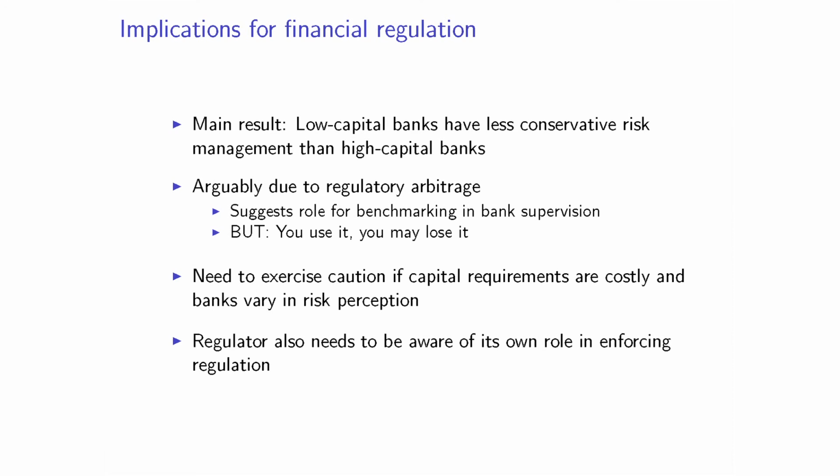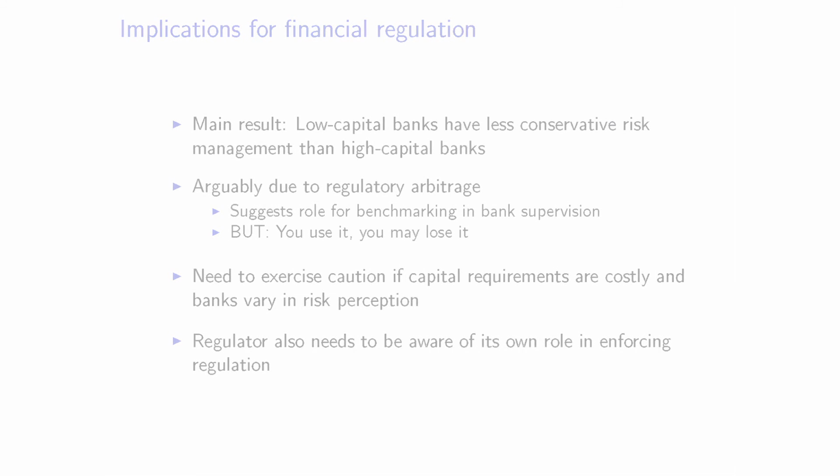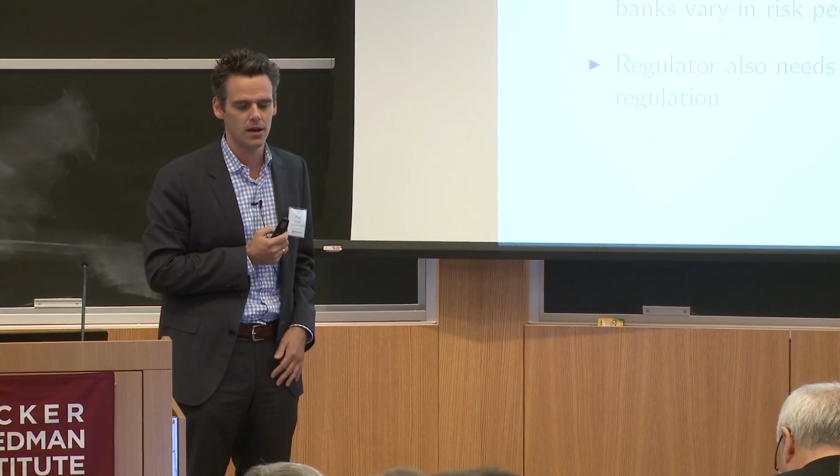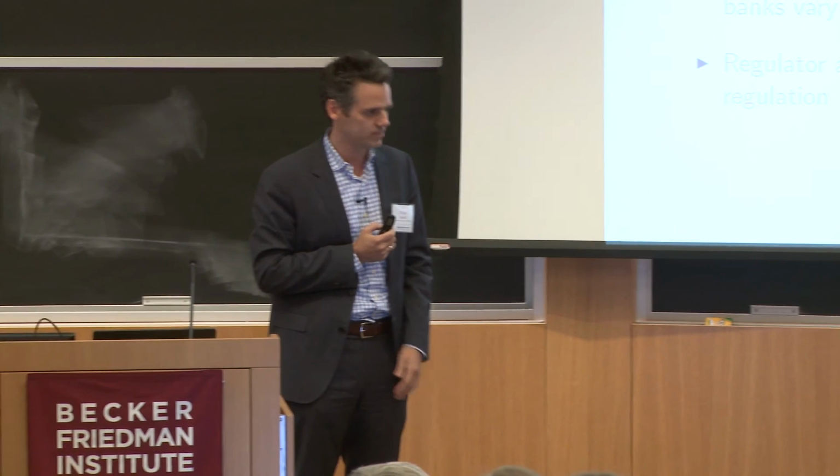There are obviously other things they can do in order to disguise that, so you may need to be careful that they start reporting the nice things here, but they do it elsewhere. I think we do need to, just in the back of our mind, exercise some caution. If capital requirements are costly, because equity is potentially costly, there are some social costs, and banks, in their risk perception, we have to be careful of leaning on them too much. And I think the regulator coming down on them has to be aware of its own role in enforcing this rule and pushing banks to report higher probability of default. Thank you.